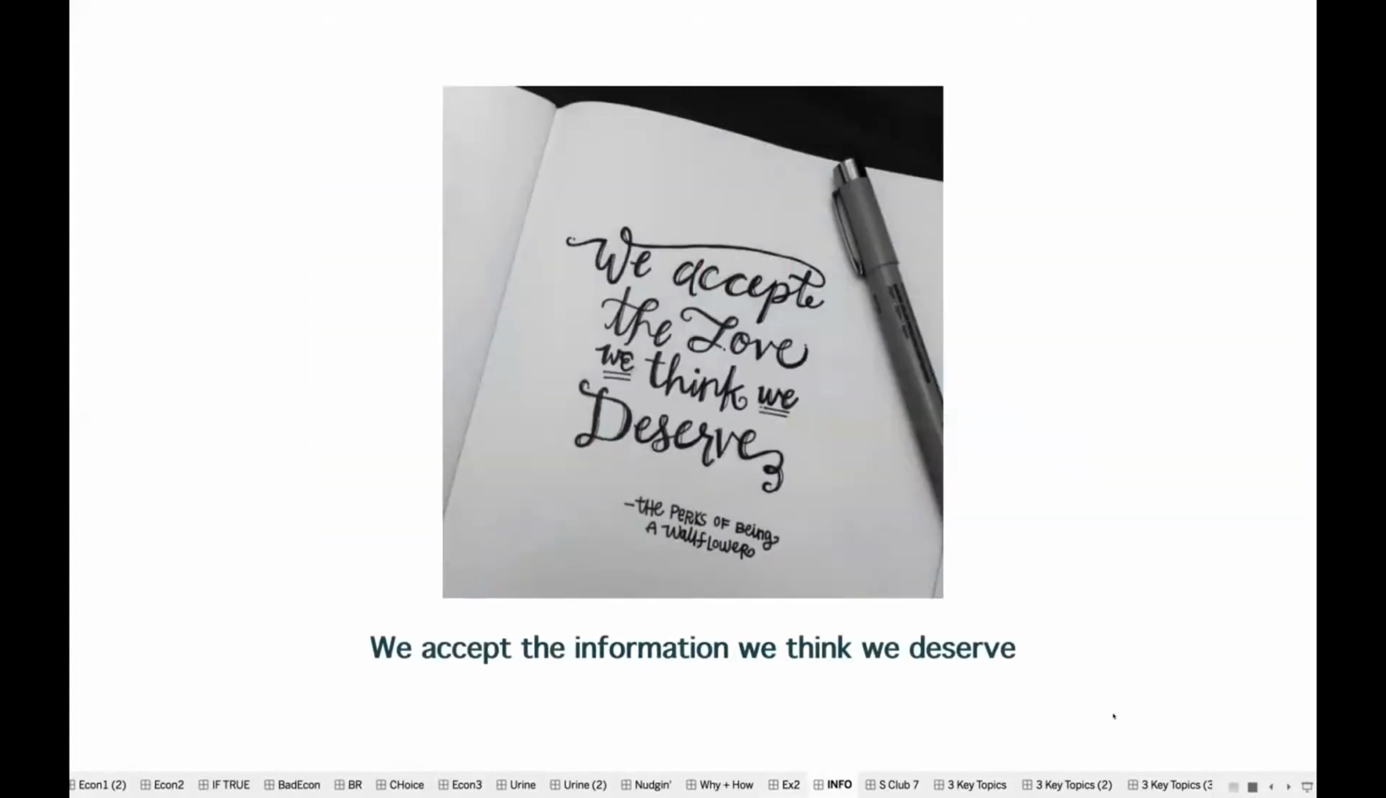And we accept the information we think we deserve. I think we're living in a post-truth world, as I will go on to after this talk. And I'm hoping she touches on a lot of the concepts that we mentioned along here. But it's really important that we start to think critically about the information we consume.